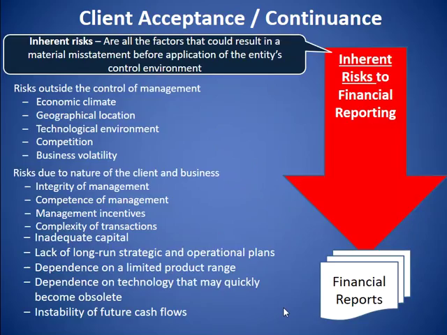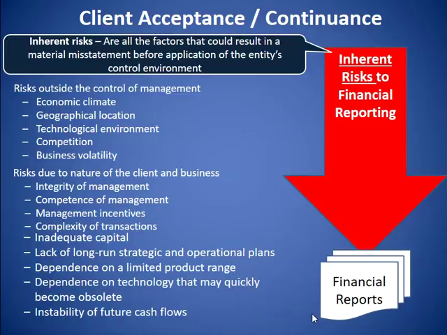Now, if we take a look at inherent risk, this is one of the more confusing things for students. Inherent risks are all the factors that could result in a material misstatement before the application of the entity's control environment. So let's assume right now there is no control environment at all. The inherent risks will filter through the client's company and will not necessarily be detected. That means they're going to end up in the financial reports, and if we allow that to happen, we have a very, very high audit risk of issuing the wrong opinion.